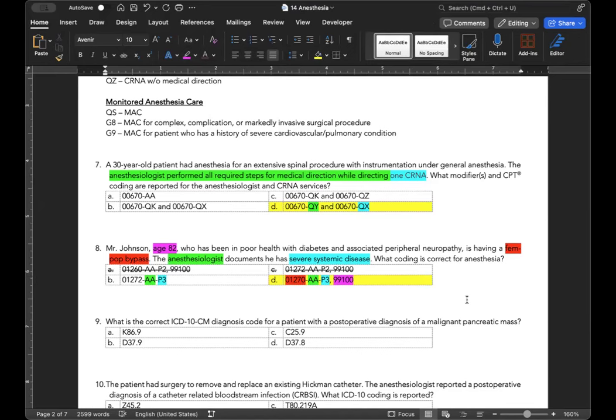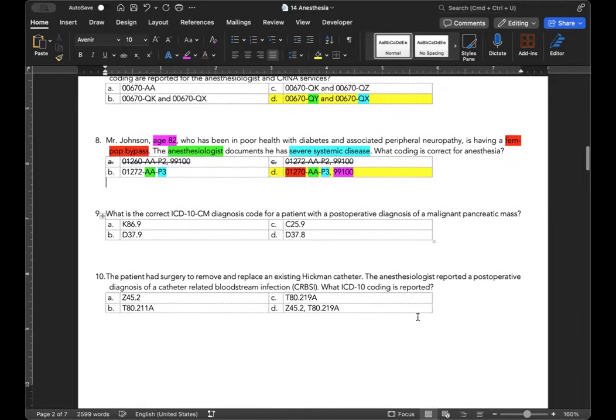All right, so the next two, we're going to go back to ICD-10 just because we will have conditions that we have to code with anesthesia, so it never hurts to just re-review. So number nine, what is the correct ICD-10-CM diagnosis code for a patient with a post-op diagnosis of a malignant pancreatic mass? So where are we going to go look for this? Table of neoplasms.